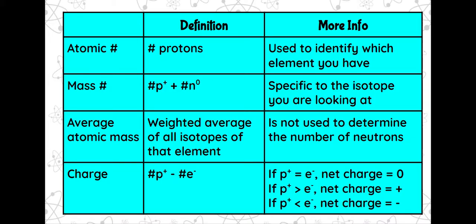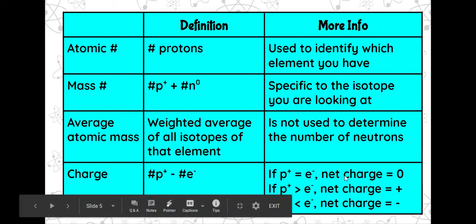Okay, if the protons are equal to the number of electrons, we have a net charge of 0 because all of those positive things canceled out all of the negative things, the electrons, we get nothing in terms of charge. When we look at where there's an imbalance, if there's more protons there than there are electrons, we'll have a positive charge. And if we have less protons than we have electrons, we'll have a negative charge.